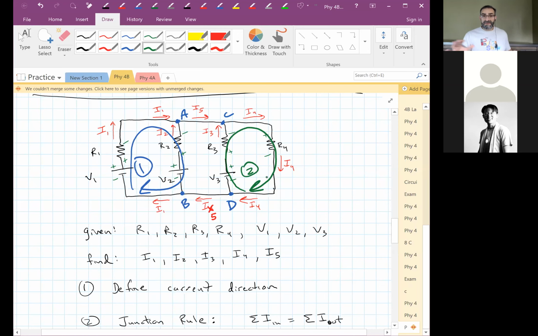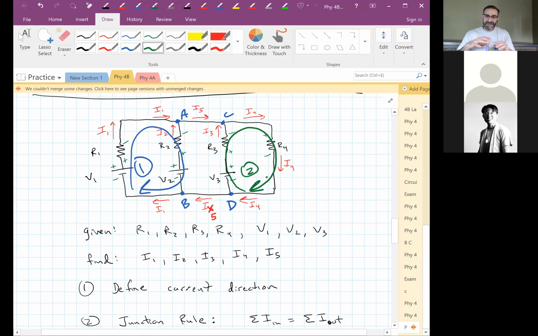So I've covered everything. I've got every resistor included in one of my loops. I've got every battery. You might think you're done. You might think that any new loop doesn't give you new information. But you'd be wrong because the two loops don't share anything in common, so there's nothing that links them together.